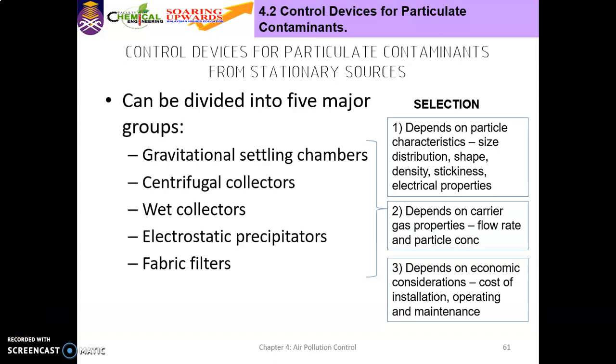Okay, now we look into detail at the equipment used to control particulate contaminants. It can be divided into 5 major groups. The first one is the gravitational settling chamber. Number 2, centrifugal collector, then wet collector, electrostatic precipitator, and lastly, fabric filter.